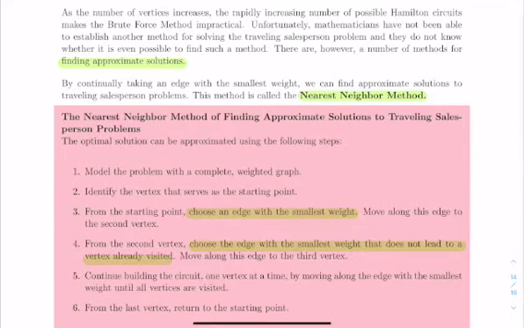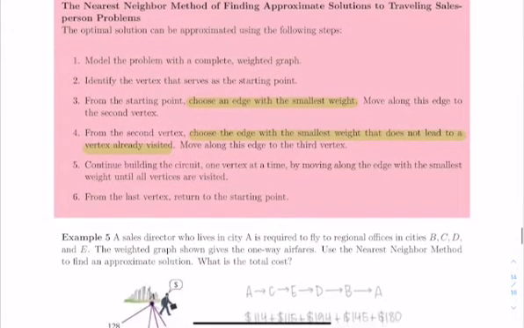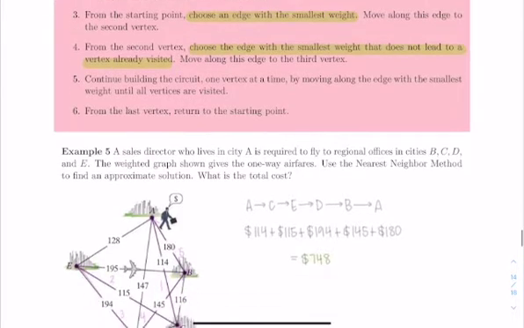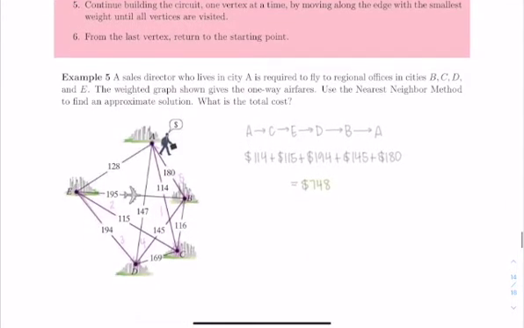You'll continue building the circuit one vertex at a time by moving along the edge with the smallest weight until all vertices are visited. From the last vertex, you have to return to the starting point. So let's go ahead and try this with example number 5. A sales director who lives in City A is required to fly to regional offices in cities B, C, D, and E. The weighted graph shown gives the one-way airfares. Use the nearest neighbor method to find an approximate solution. What is the total cost?